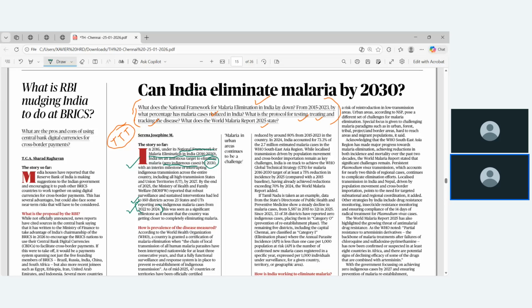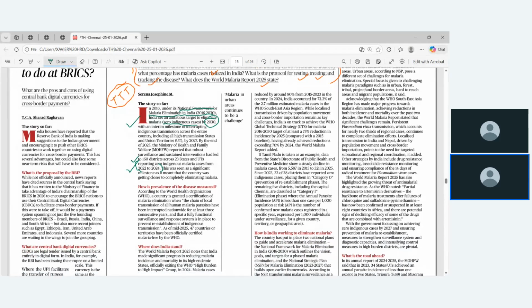Come to the next paragraph: how is the prevalence of the disease measured? A country is granted a certification of malaria elimination when the chain of local transmission of all human malaria parasites has been interrupted nationwide for at least 3 consecutive years, and a fully functional surveillance and response system is in place to prevent re-establishment of indigenous transmission. This is the condition for declaring a country free from a particular disease by the World Health Organization.